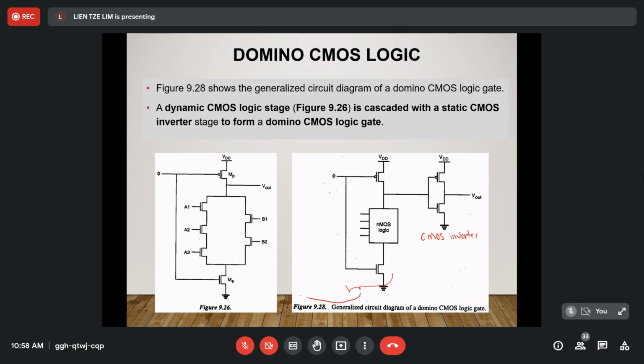Okay, this part is similar. With PMOS, here also PMOS. And then NMOS, and this is also NMOS. And this part is called the NMOS logic block. So they are of the same circuit structure, just that in the domino CMOS logic gate, the output is connected to the CMOS inverter. So this is the difference.